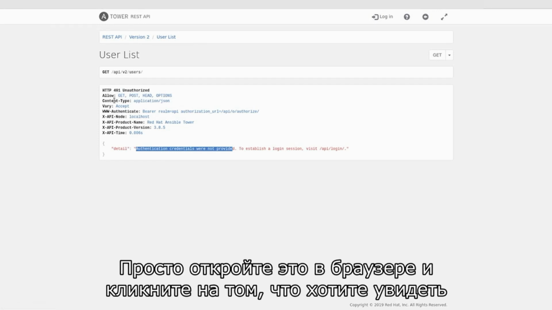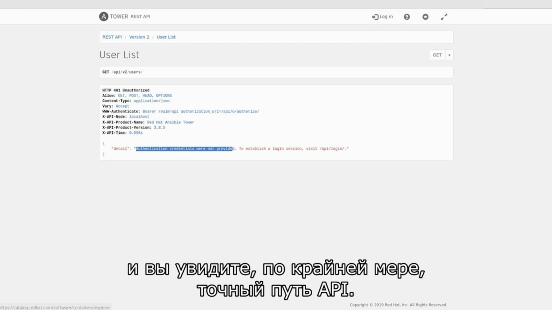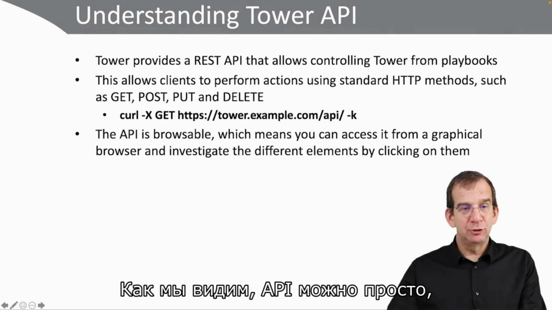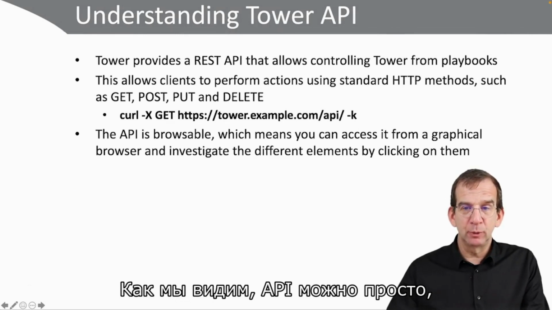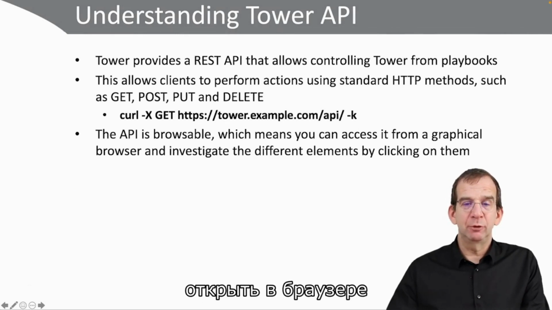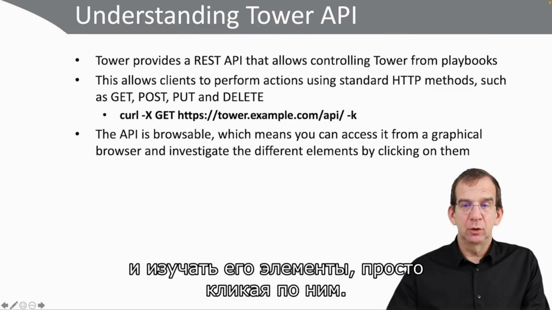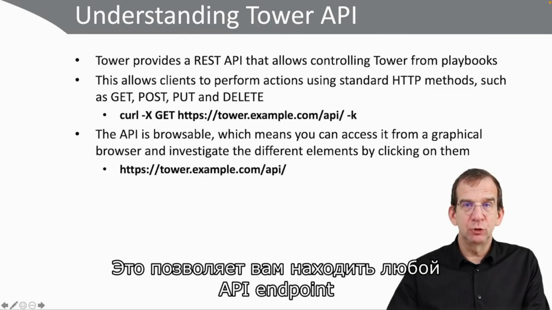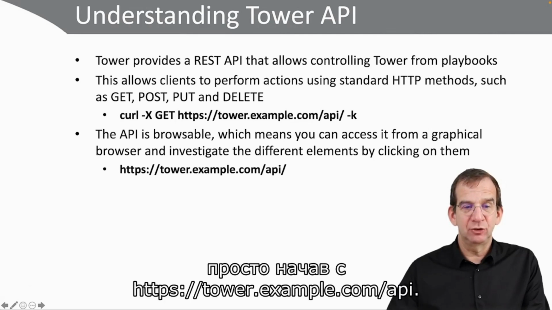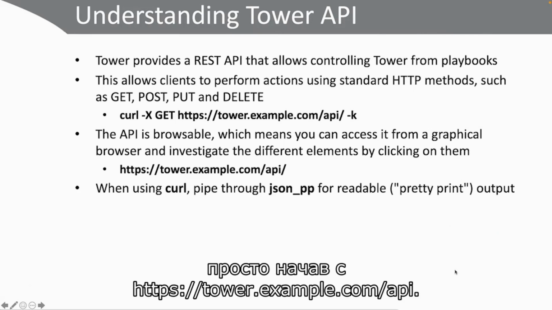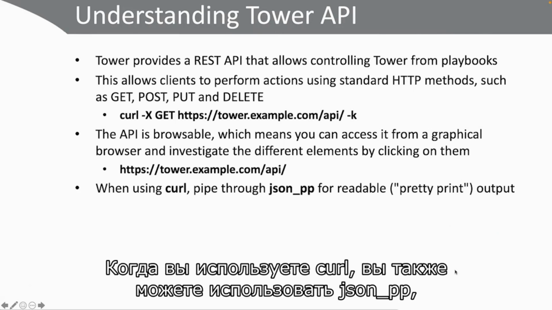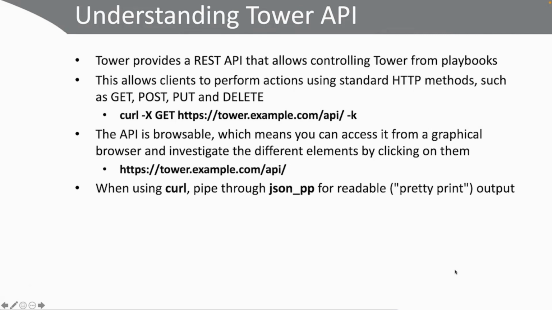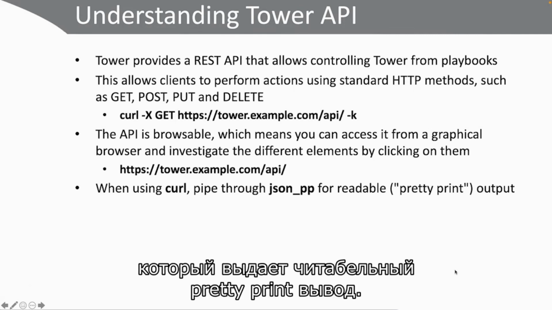Now the fact that the API is browsable is really something extremely useful. Just put it in your browser, click to where you want to go, and you can see at least the exact API path. So as you have just seen, the API is browsable, which means that you can put it in a graphical browser and investigate all of the elements by clicking on them. And that allows you to find any API endpoint just by starting to go to https://tower.example.com/api.